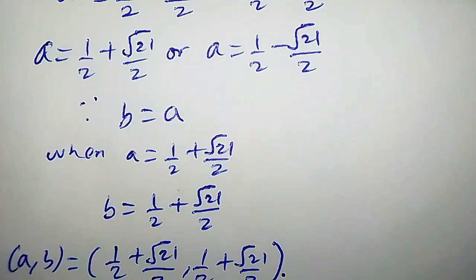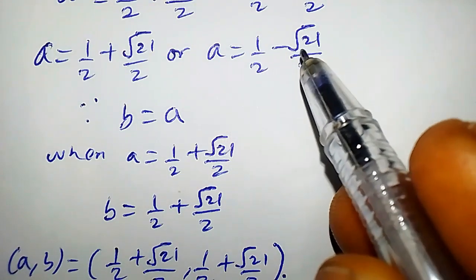Now, let us consider this second one, when a equals 1 over 2 minus square root of 21 over 2.